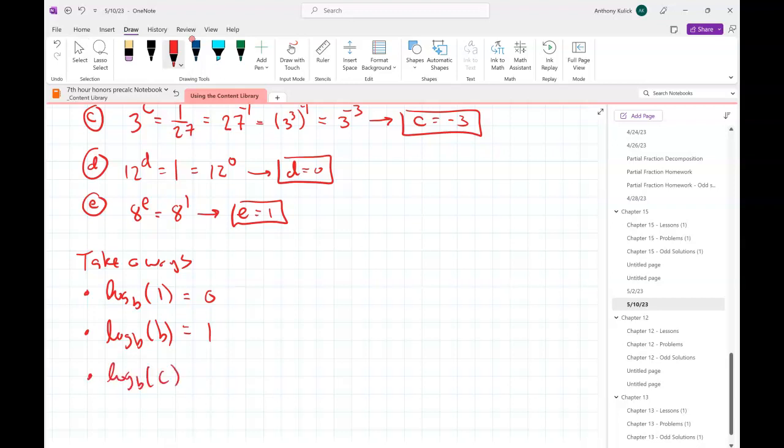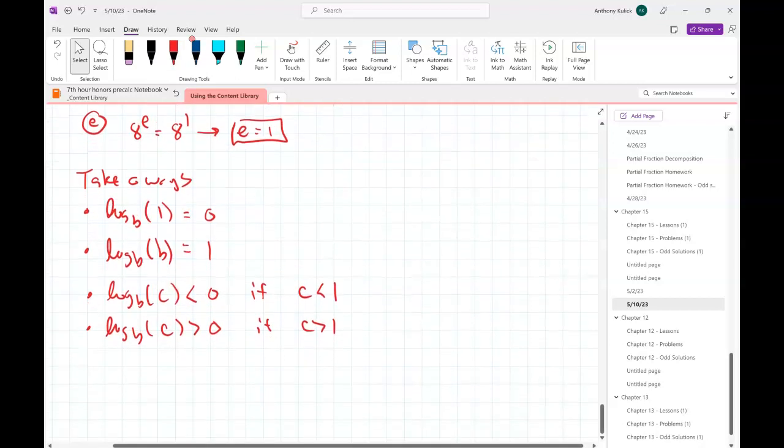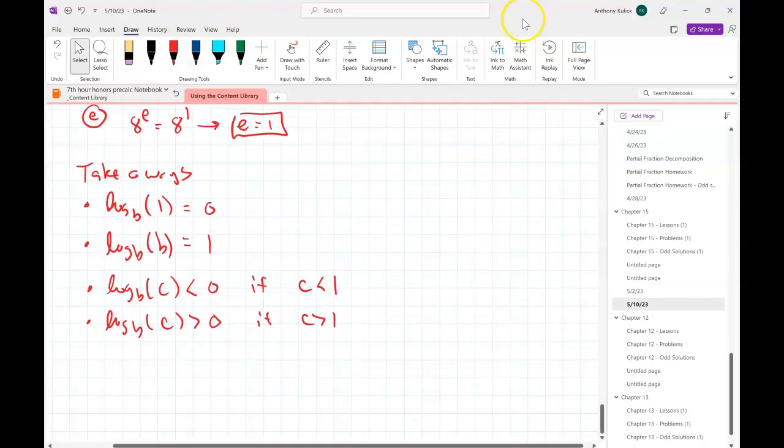Log base b of c is less than 0 if c is less than 1. Log base b of c is going to be greater than 0 if c is greater than 1. Everybody cool with that as our takeaways? Okay. That kind of covers all the possibilities there.